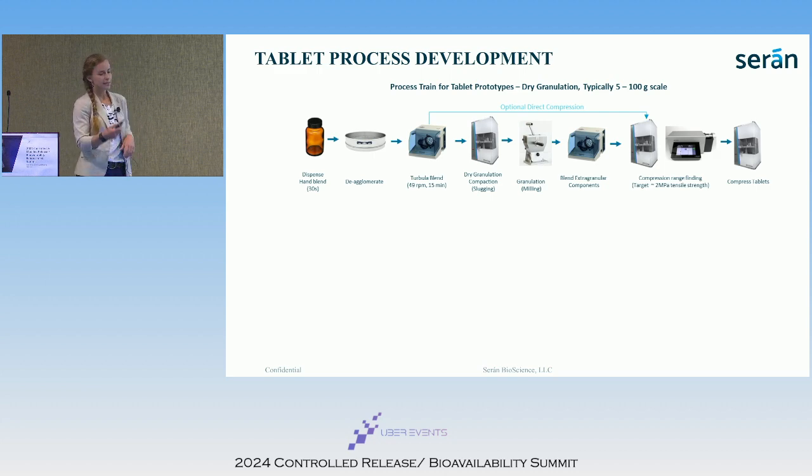So this is an example of the process train that we might do at bench scale. And so we might blend by hand or with a Turbula. We use a compaction simulator and a Gerteis hand mill in order to do our dry granulation or simulate our dry granulation at the bench scale. And then we again use the compaction simulator in order to produce the types of CTC profiles that we saw on the previous slide. This again allows us to do all the development with grams of material rather than hundreds of grams of material.